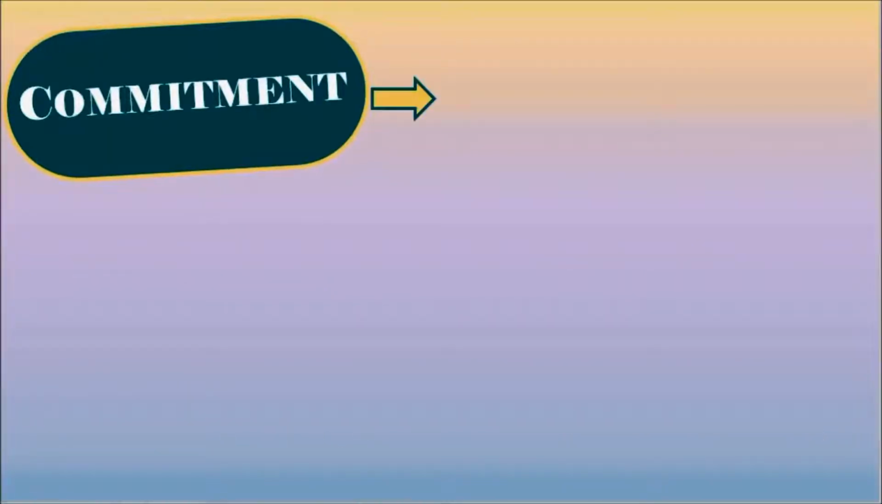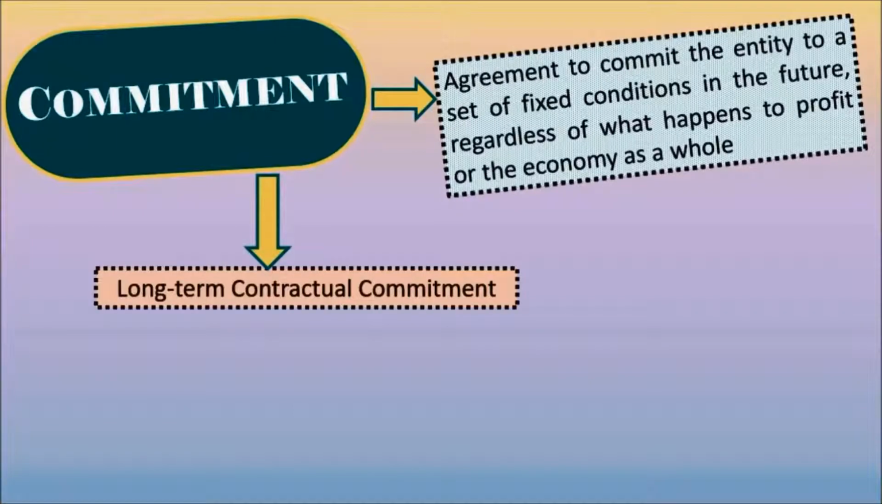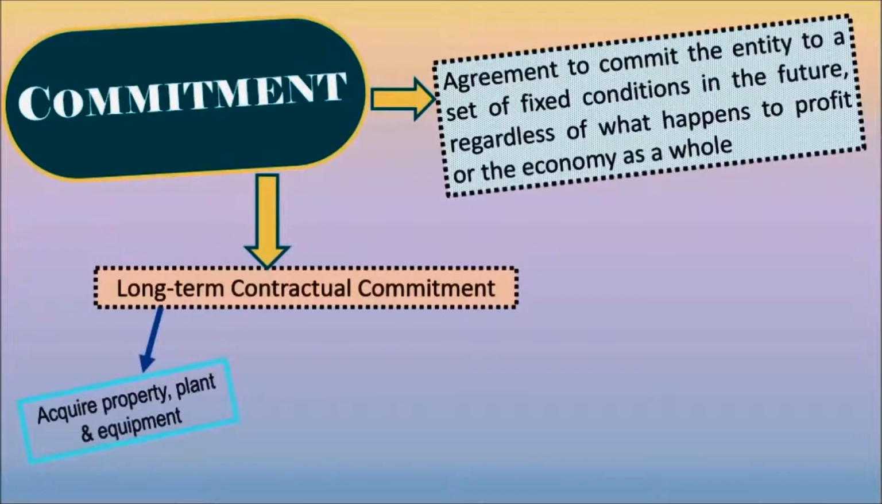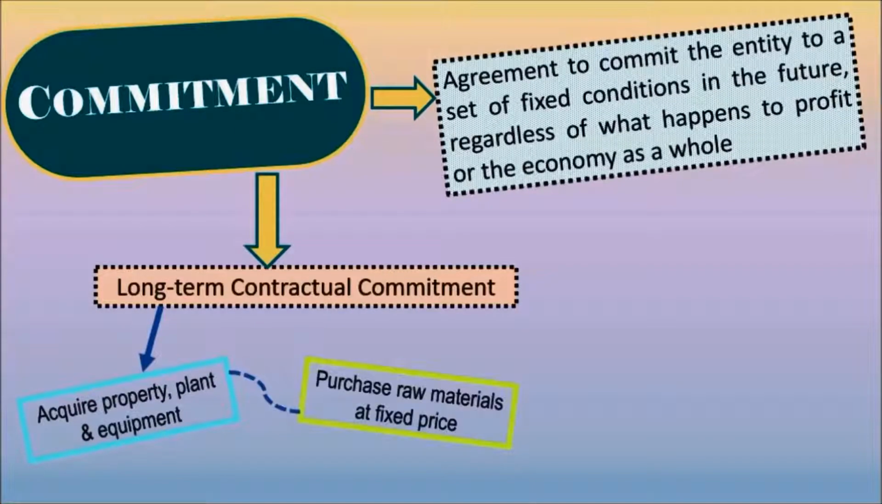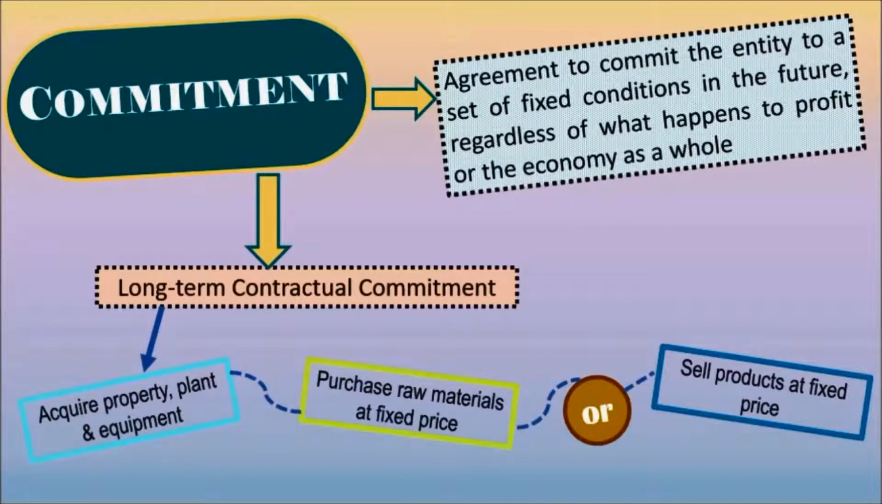Commitment. A commitment is an agreement that commits the entity to a set of fixed conditions in the future, regardless of what happens to profit or the economy as a whole. Commitment is often entered into through long-term contracts to acquire property, plant and equipment, to purchase raw material at a fixed price, or to sell product at a fixed price. Thus, such commitments are disclosed in the notes to the financial statements.